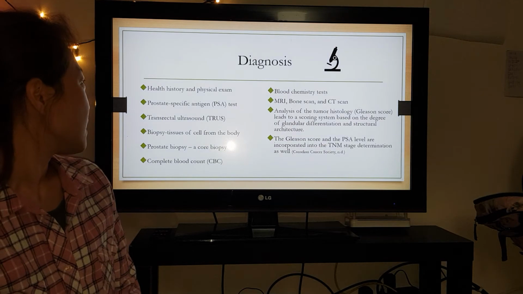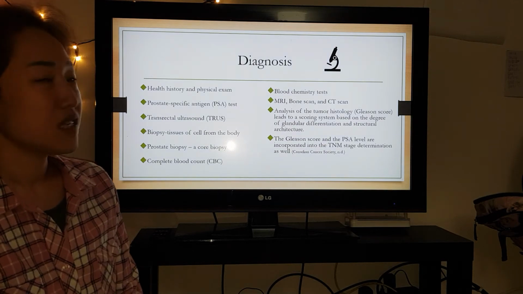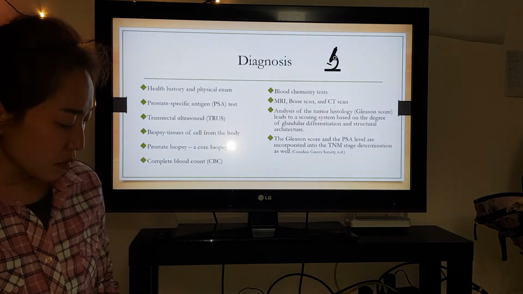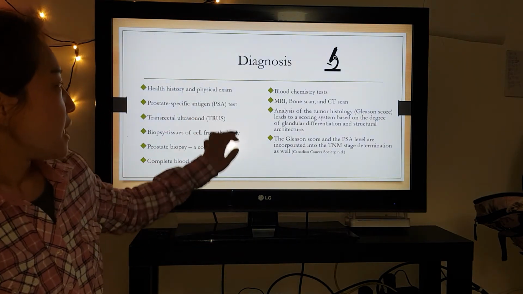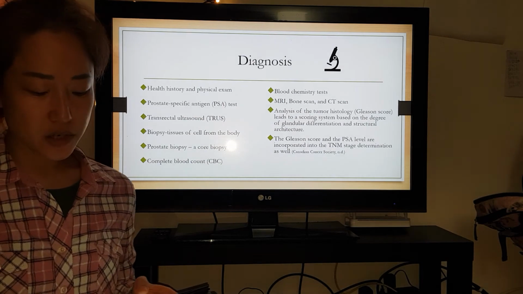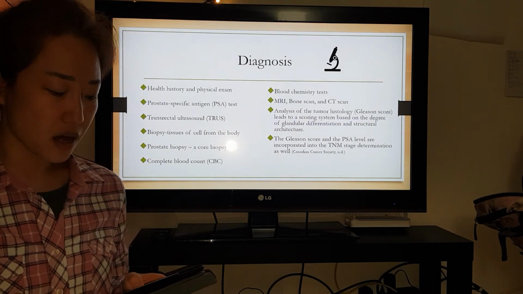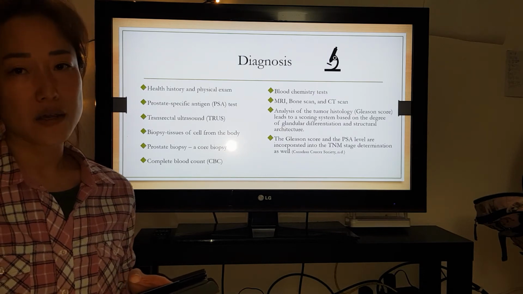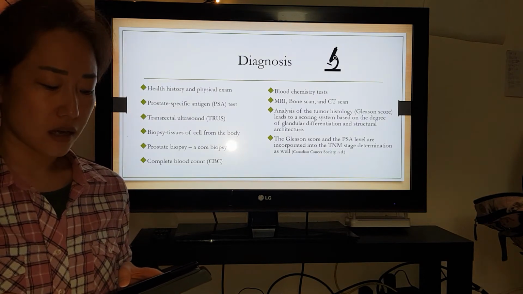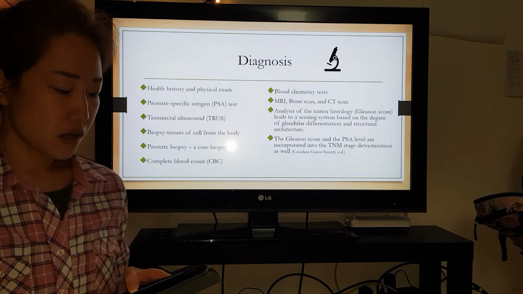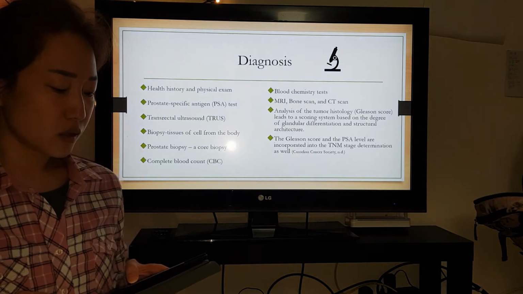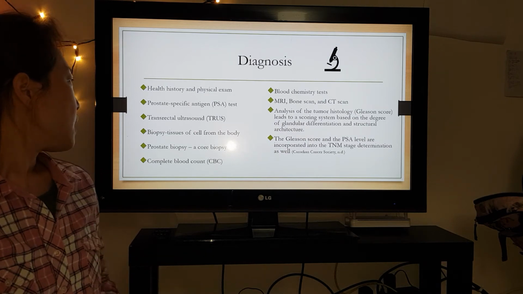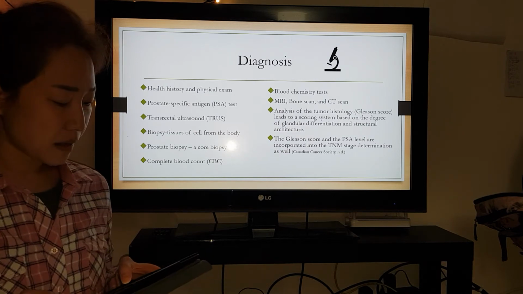Let's talk about diagnosis. Health history and physical exam is the first thing. Then the prostate-specific antigen, PSA test, which measures the level of PSA in the blood. This is a tumor marker, so when the PSA level is higher than normal, it may mean that a man has prostate cancer. The transrectal ultrasound, TRUS, and biopsy take tissue cells from the body.